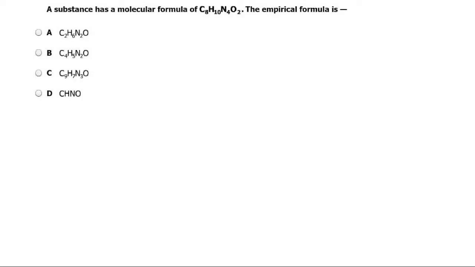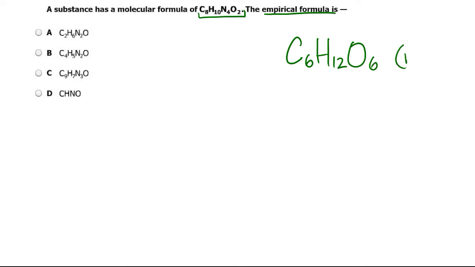A substance has a molecular formula of C8H10N4O2. The empirical formula is, remember that the empirical formula is simply the molecular formula with lowest whole number ratios for them all. Let's think about glucose. Glucose is C6H12O6. That is the molecular formula, because that shows us the actual number of atoms in a molecule of glucose.